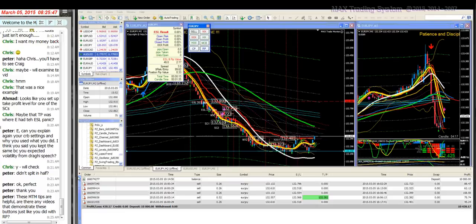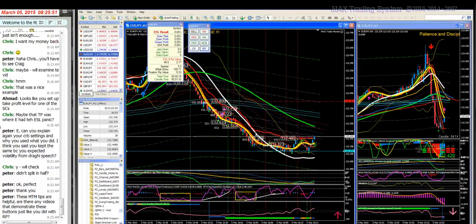As you have observed during the trade, I have never paid attention to the profit, but always kept an eye on the risk until the number here with the ESL result was green. Okay.